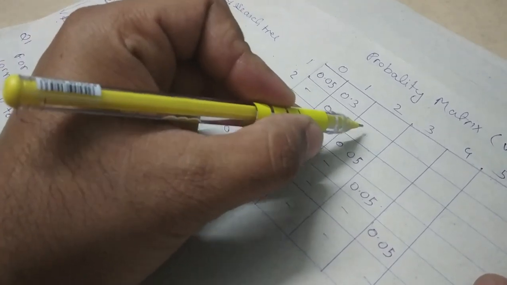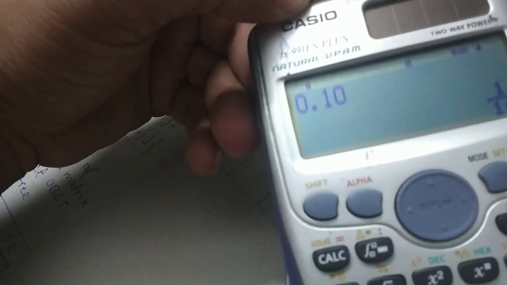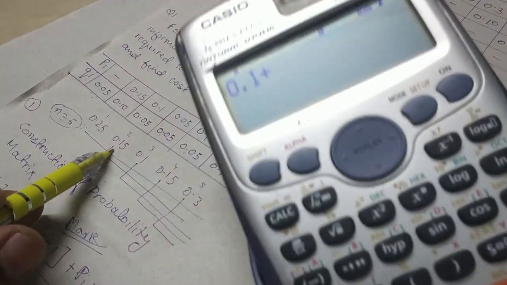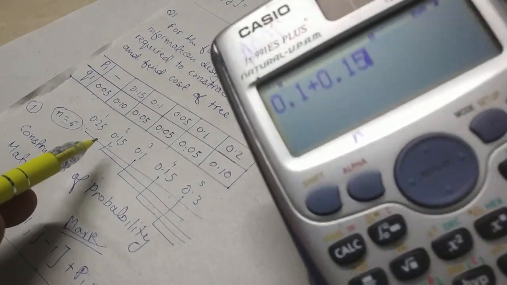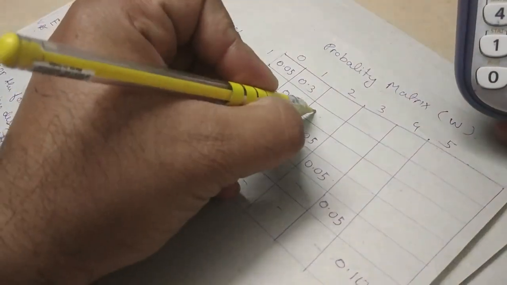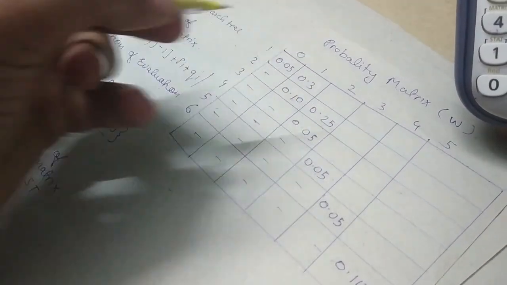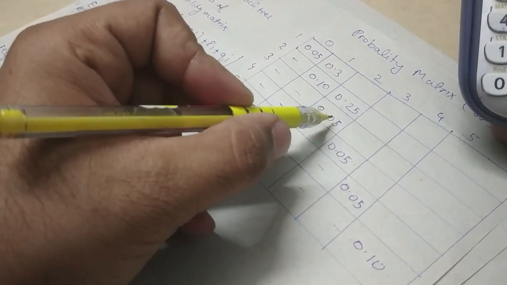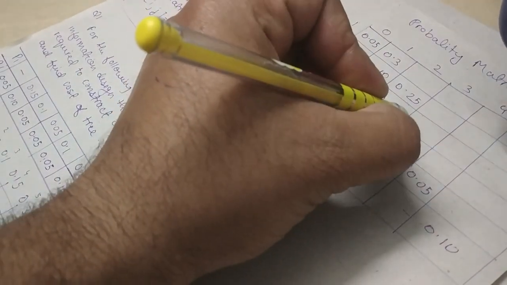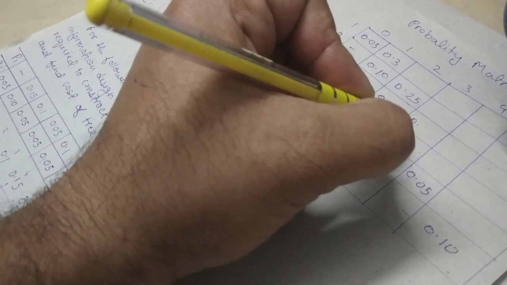If I want to calculate this value, I will take 0.10 plus, for the second diagonal I will use this 2. So 0.1 plus 0.15 is equals to 0.25. The answer is correct. Now I have to find this value. So I will add 0.05 plus the number 3. What is this 3? 0.1. So 0.05 plus 0.1 is 0.15. Let me show you.